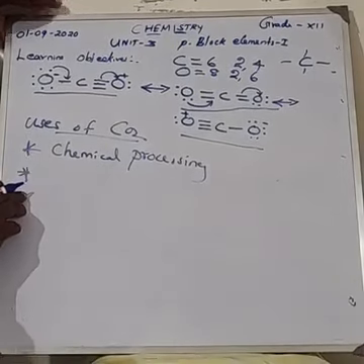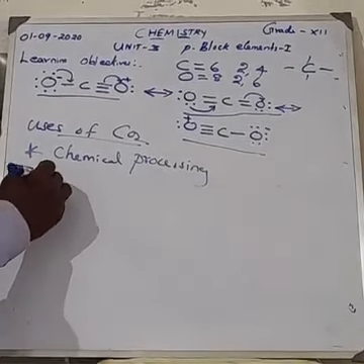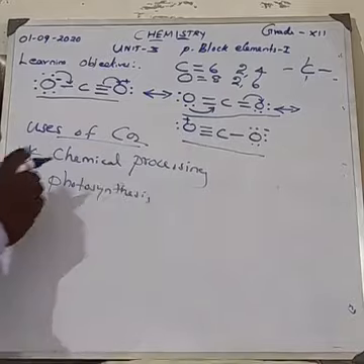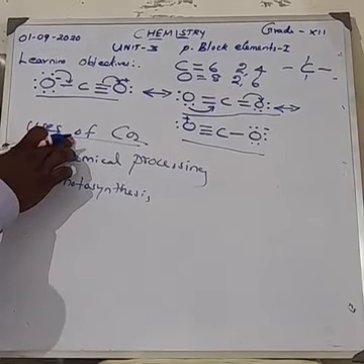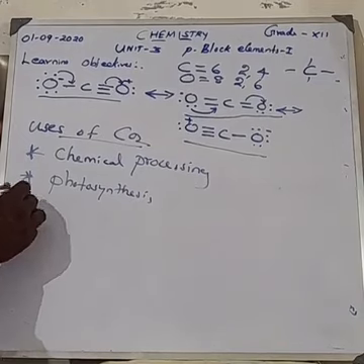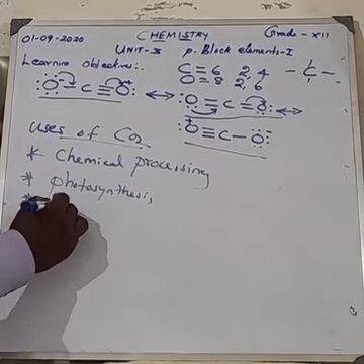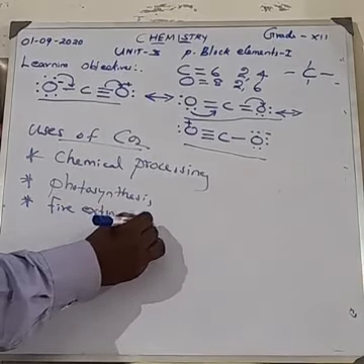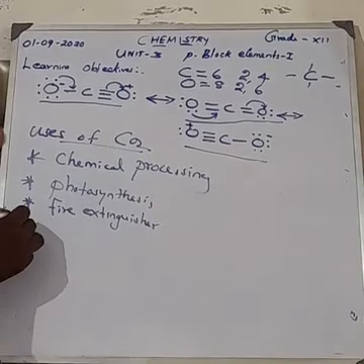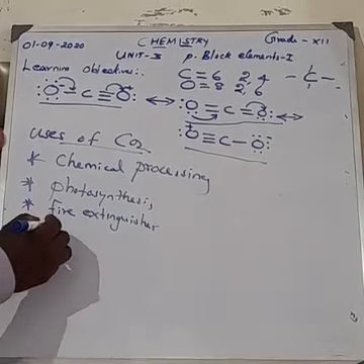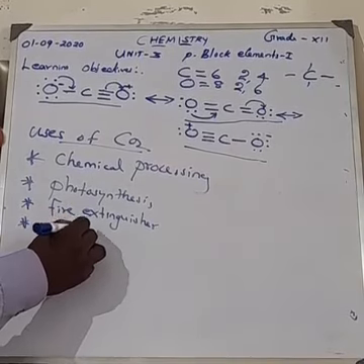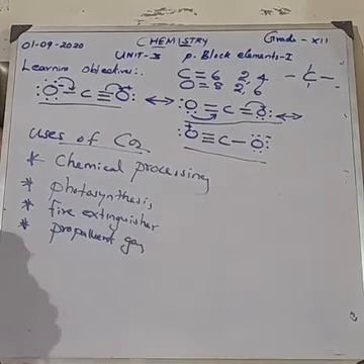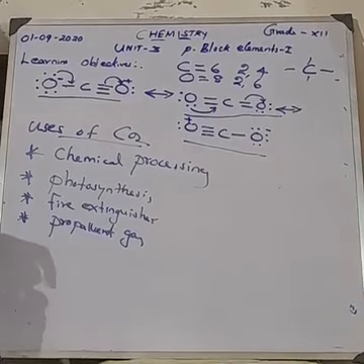The second one, a very, very important use. Biologically, it is used for photosynthesis. Carbon dioxide is used for photosynthesis. The third one, it is used in fire extinguishers. Then one more point, it is used as a propellant gas. At least you should learn any 3 points for the 3-mark question.